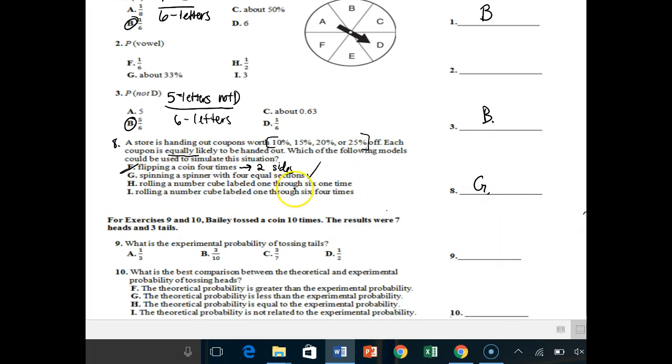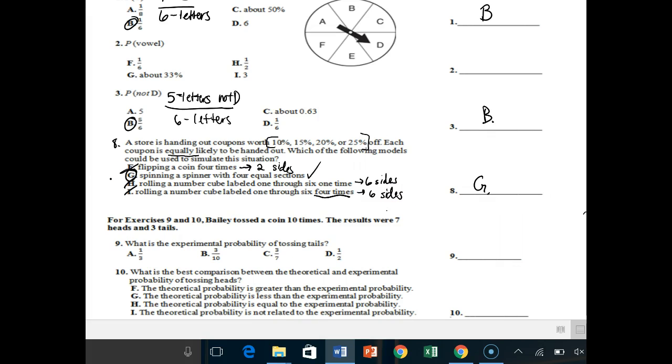Rolling a cube labeled 1 through 6 one time. Well, again, this has 6 options where I just want 4 options. And rolling a cube labeled 1 through 6 4 times. Again, it seems attractive because it says 4 times, you got 4 options, but again, 1 through 6 has 6 sides or 6 options. So it's definitely G is your answer.